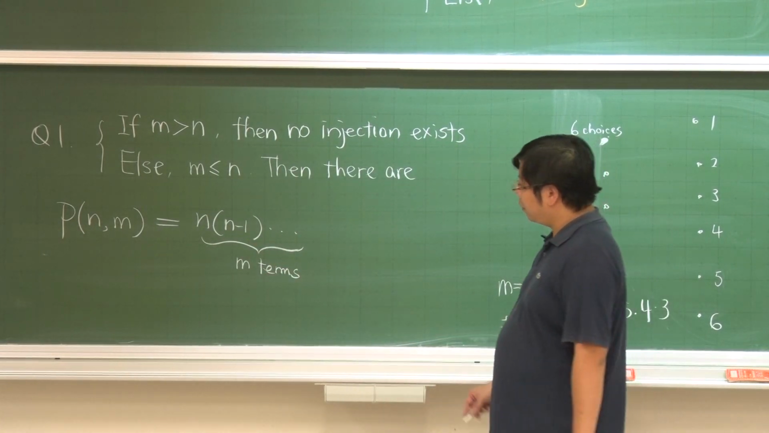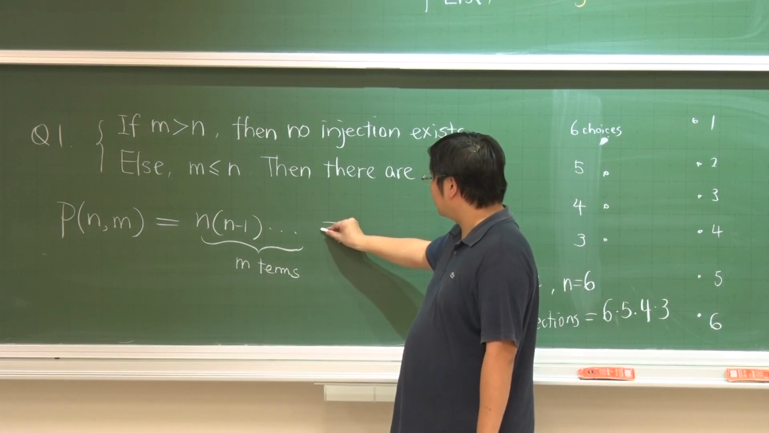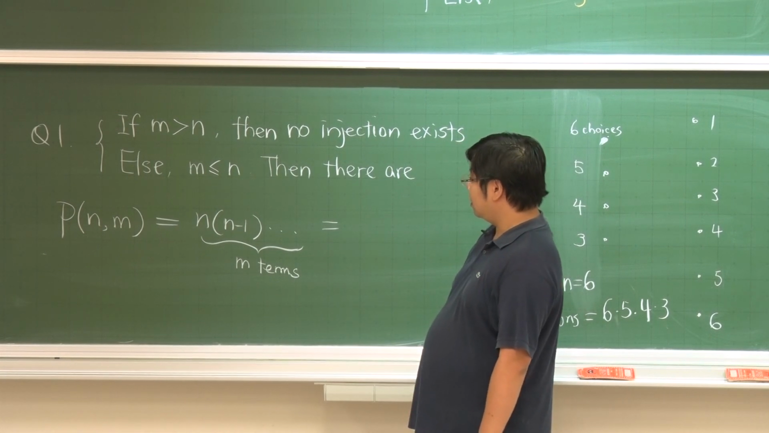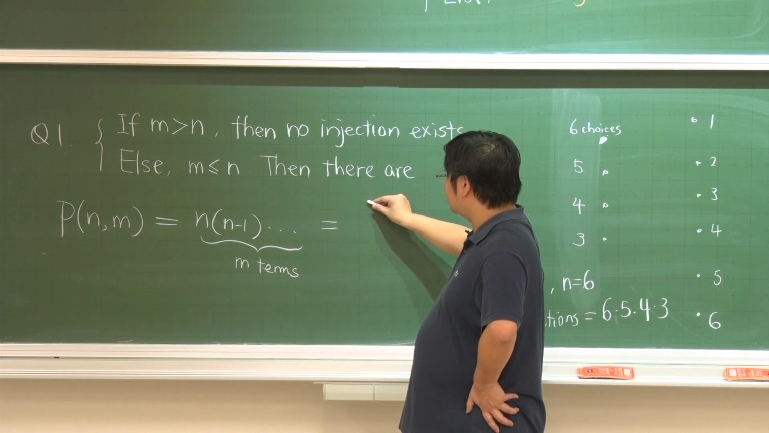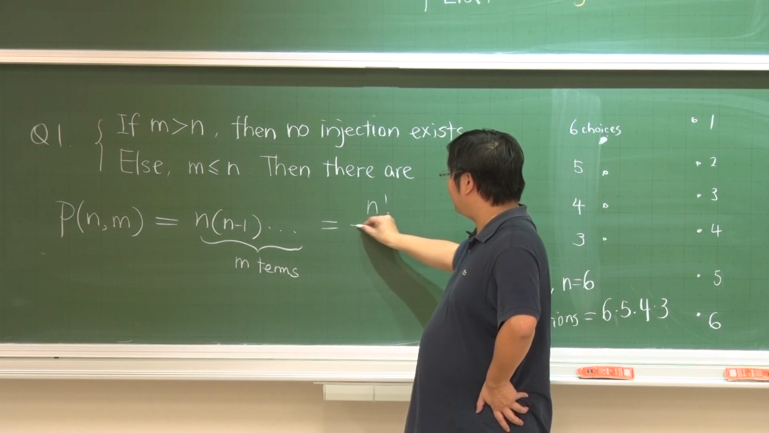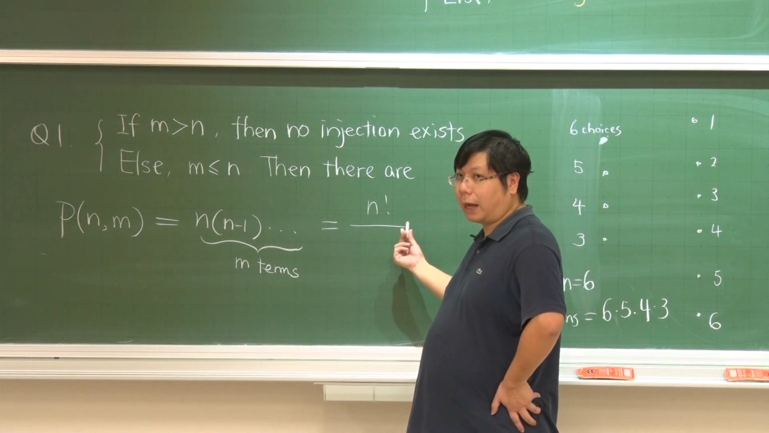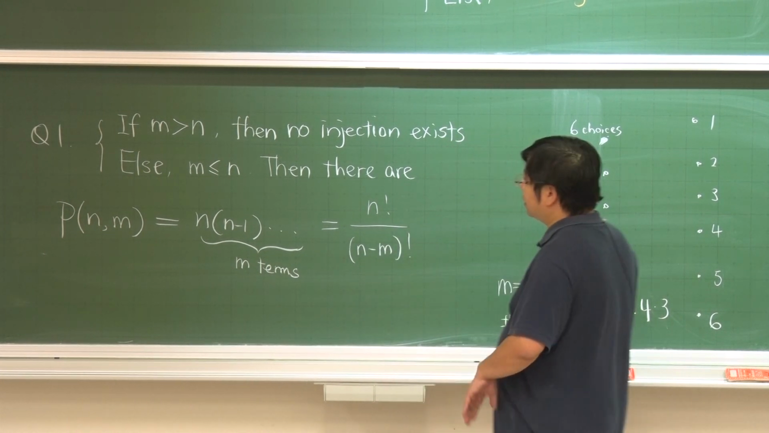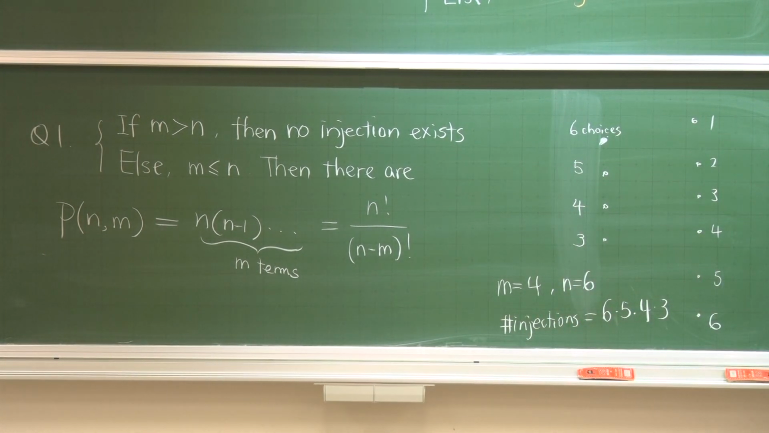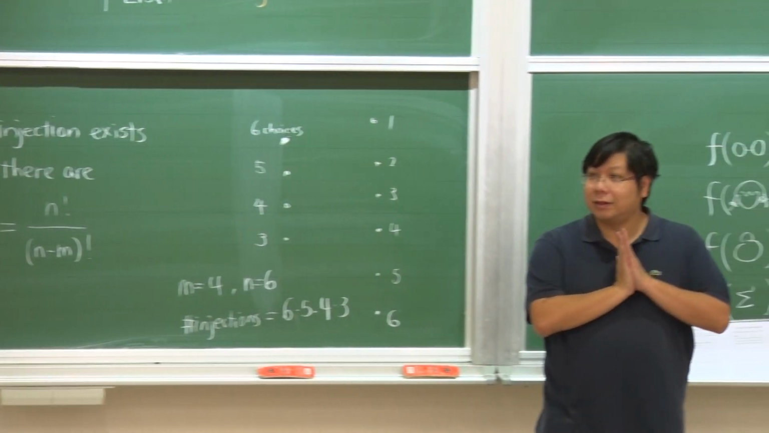Or if you like, this is going to be what? Is it P(n, m)? Yeah, I think so. This is like n factorial over n minus m factorial, because you have m terms, and you don't have the remaining n minus m terms. So it is something like this. Okay, so this is Q1.